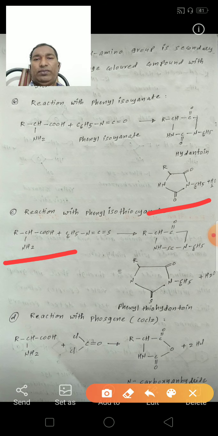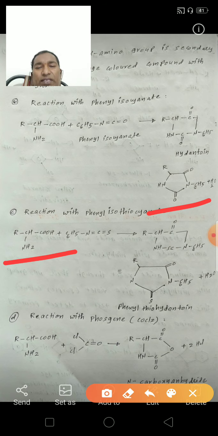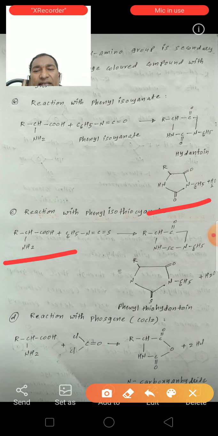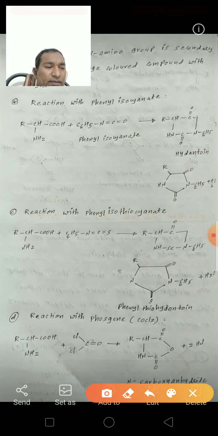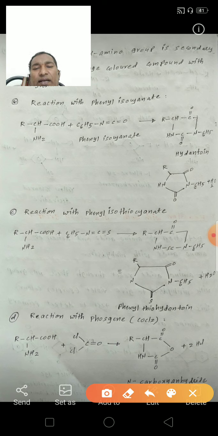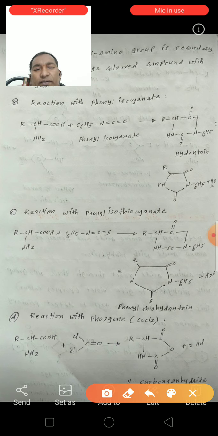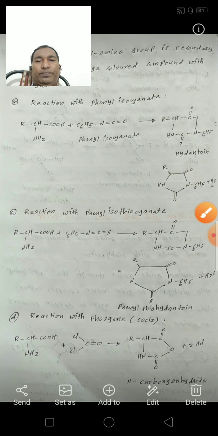So next one, reaction with phosgene. Phosgene formula is COCl2. When amino acids react with phosgene, they form an N-carboxy anhydride. This is also a cyclic structure containing a 5-membered ring. In this reaction also, the NH2 group and COOH group participate to form the product.